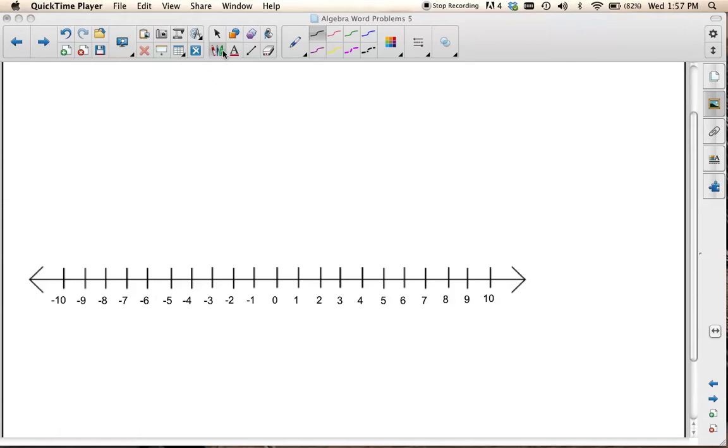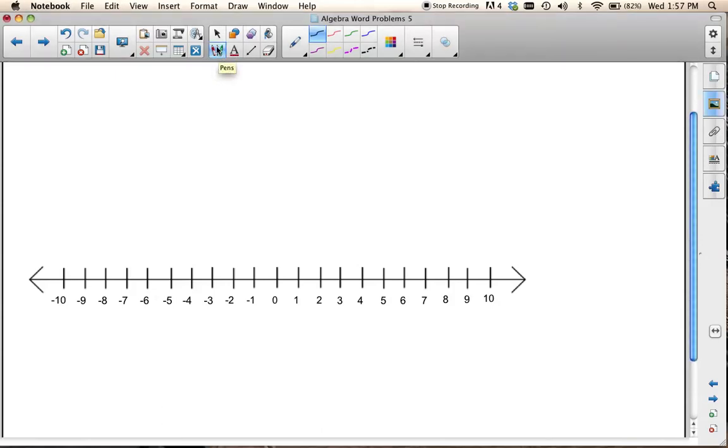Okay guys, so today what we're going to be looking at is subtraction of integers on a number line. So let's say our problem is positive 8 minus negative 2.